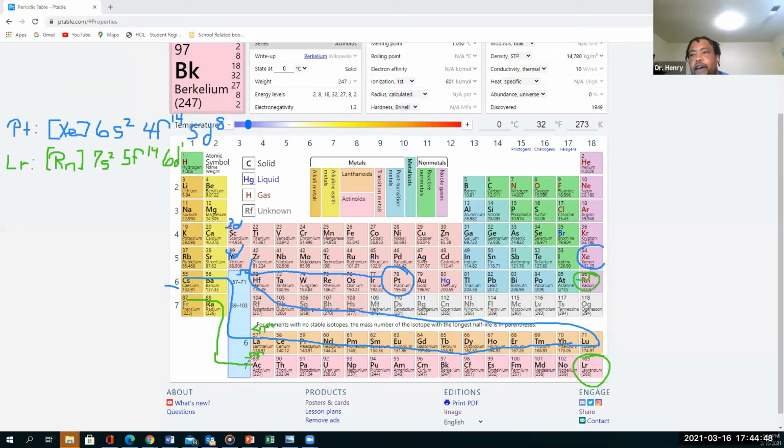So 5f14, that's 1, 2, 3, 4, 5, 6, 7, 8, 9, 10, 11, 12, 13, 14. Okay. And we know that both of these are actually in the d. This would be in the 5d. And then this guy would be in the 6d, and there's only one, so 6d1.